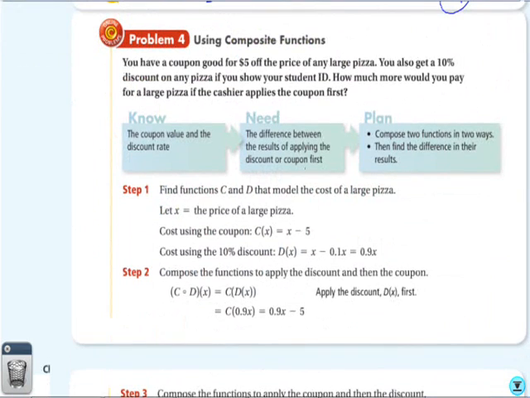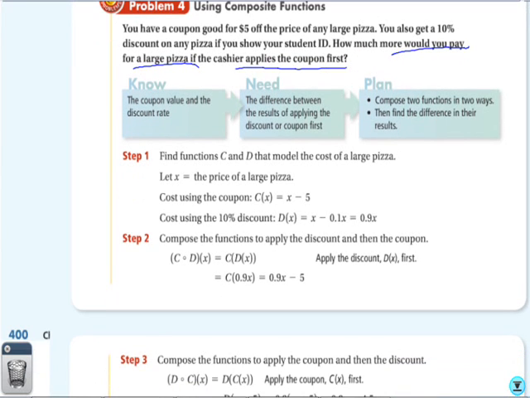Take a look at problem number 4, using composite functions. So if you have a coupon for $5 off a large pizza, but you also get a 10% discount on any pizza when you show your ID, we're going to have both of those, and that's going to be two different things, and we're going to combine them. And this combination of the two is a composite function. Okay, how much more would you pay for a large pizza if the cashier applies the coupon first?